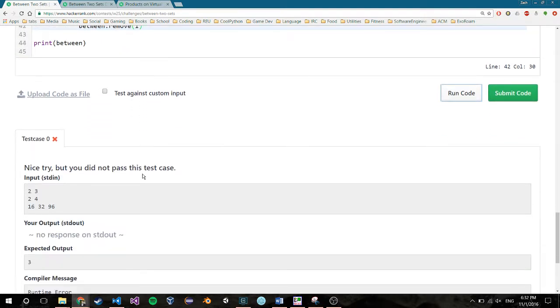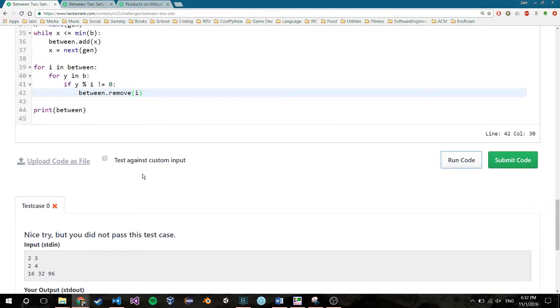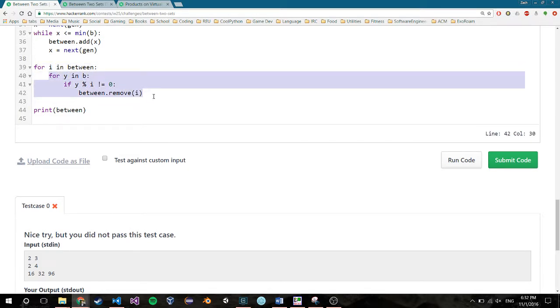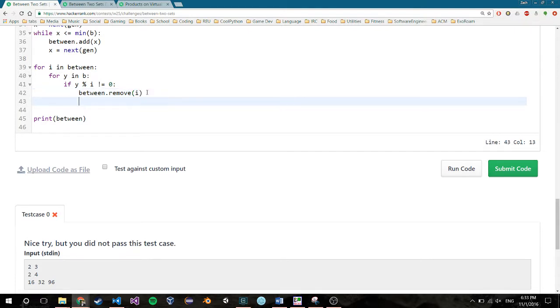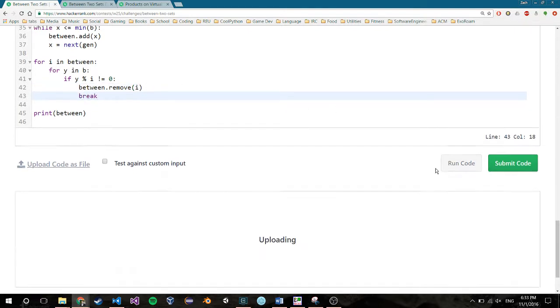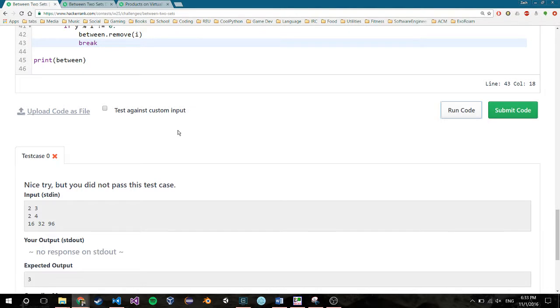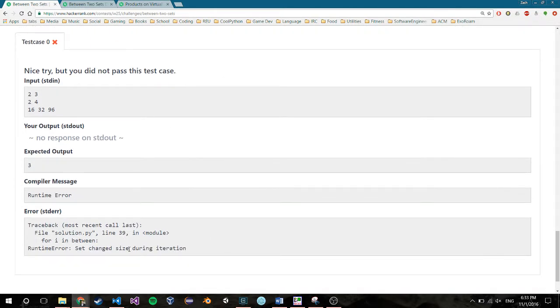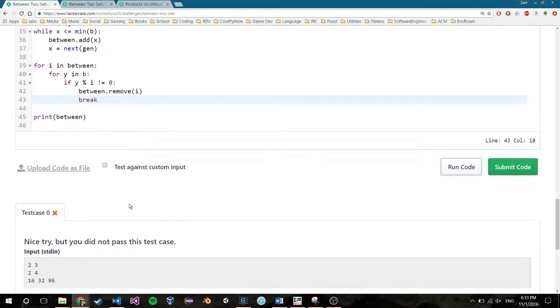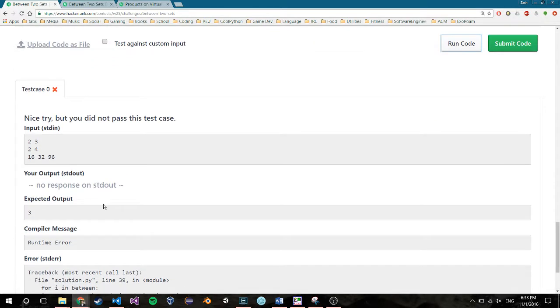Oh, I bet what it is, it's the mutability stuff. So when it's looping through all of these, say when it's on 12, the inner loop is gonna remove it the first time, but then it's still got it and it's still going through there. So I guess I need to do a break. I'm kind of surprised Python complained about that. Alright.